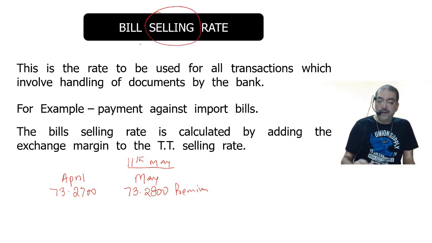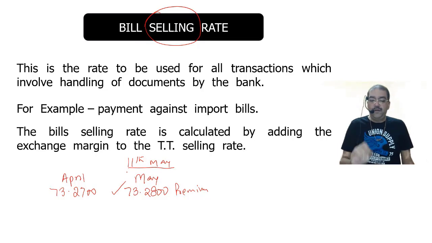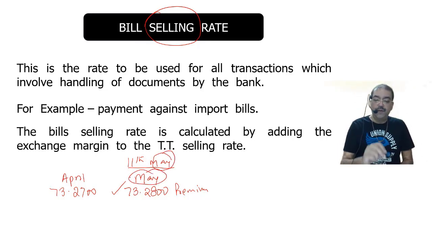I will always sell at the higher rate. So this is applicable. Higher month is applicable. Same month. 11th May, so May month. That is why it is same month, higher month.